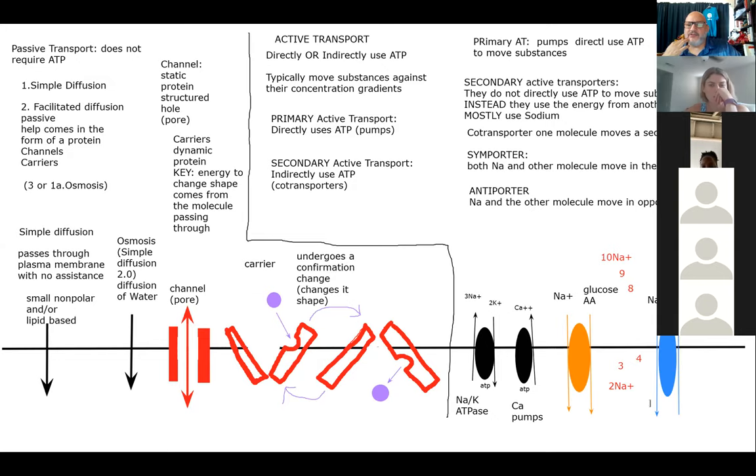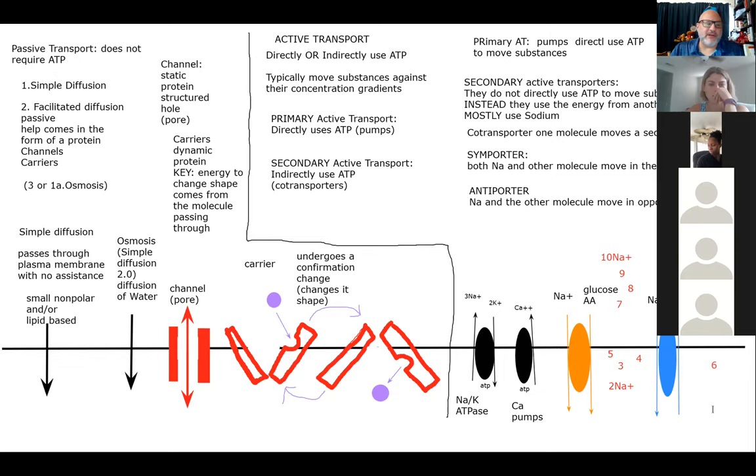4. And now I use a sodium to kick out a calcium. Now I have 7 on the outside. Now I have 5 on the inside. And then I use a sodium to kick out a hydrogen ion. And now I have 6 sodium on the outside, and I have 6 sodium on the inside.